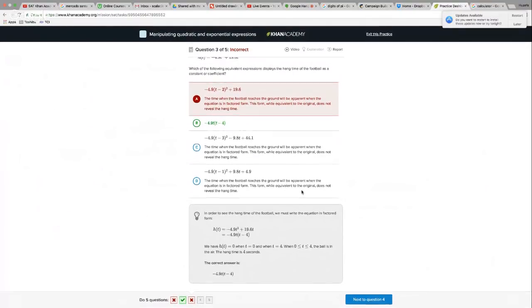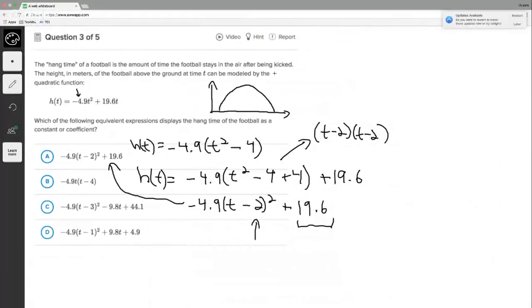So let's read the explanation. In order to see the hang time of the football, we must write the equation in factored form. Also, they just factored this out, and they tell you t equals 4. Oh, I get it now. Okay, now I see what they're saying by hang time. They were saying at what time it hits the ground again. I misunderstood it when I was reading it, and this can happen. They mean how long it is in the air on this trajectory until boom, it hits the ground.